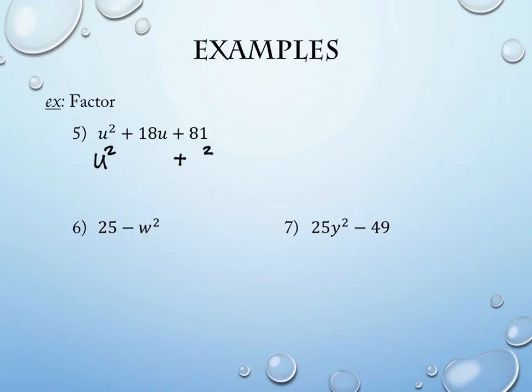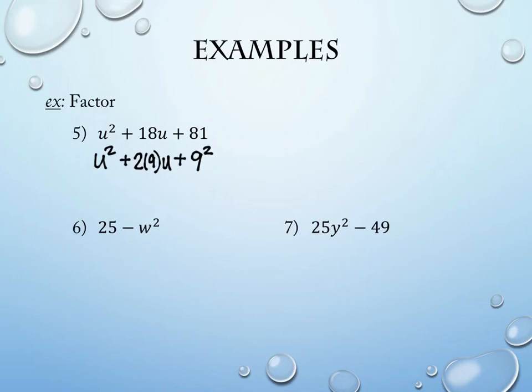What's 81 if we take something squared? It's 9. 9 squared is 81. In the middle, you'll notice that this is actually 2 times that 9 and times the u. Again, if you don't notice these things on this problem, you can still do it with trial and error. You can still do it with the AC method, and it'll all be just fine. I'm just drawing your attention to the fact that this one has a very nice pattern to it as well that we don't always see.